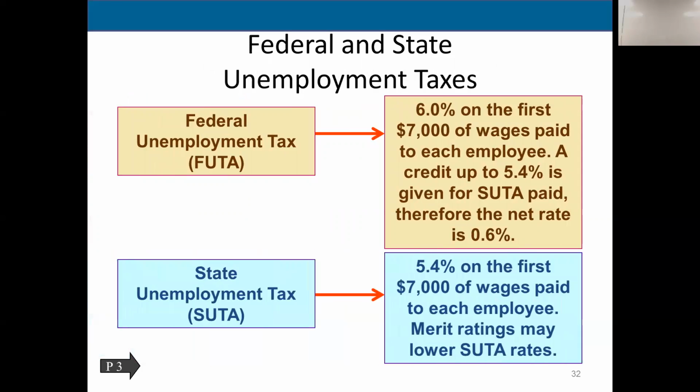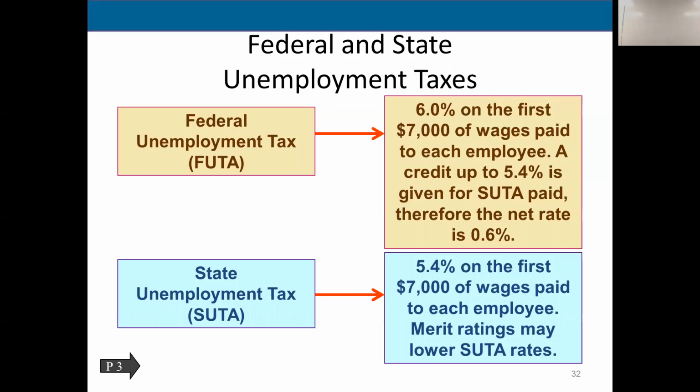Now we have what's called FUTA and SUTA, unemployment taxes. FUTA is 6% of the first 7,000 of wages, and you will receive a credit for state unemployment taxes paid. Your state unemployment tax is 5.4% on the first 7,000. Merit ratings may lower SUTA rates.